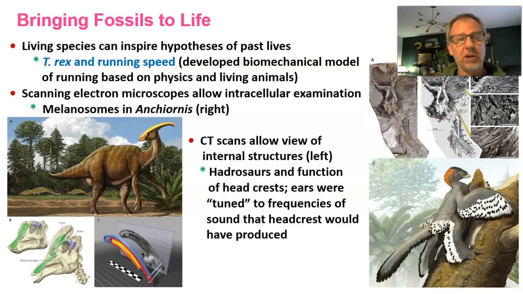Scanning electron microscopes have allowed us to look at the intracellular structures of fossilized birds. This animal called Anchiornis, which is an ancient early bird. We're able to see, using electron microscopes, melanosomes. Those are structures in cells that produce pigment. And by being able to identify these fossilized melanosomes, we can infer what colors these animals were.